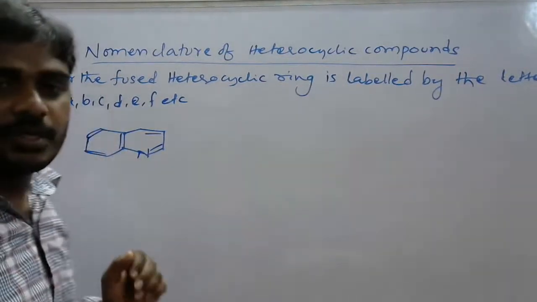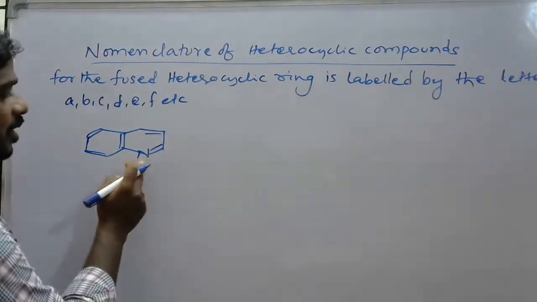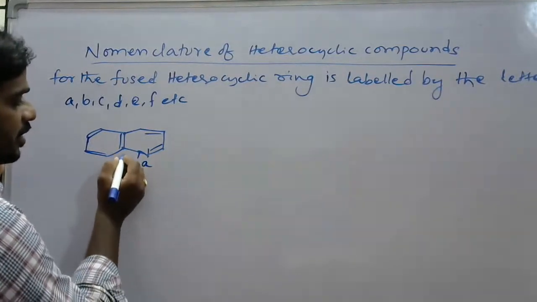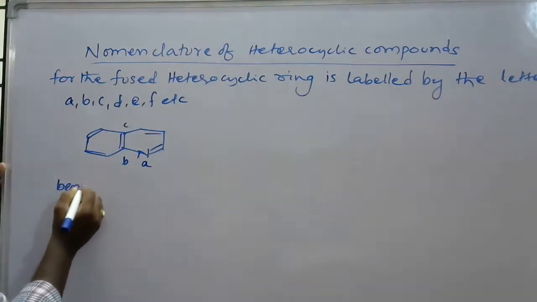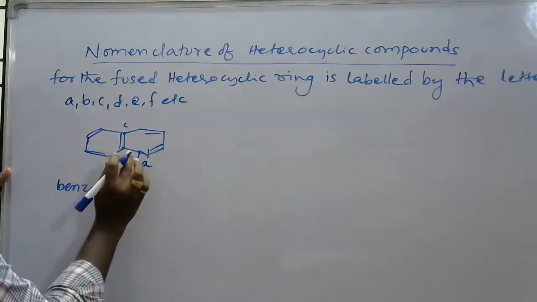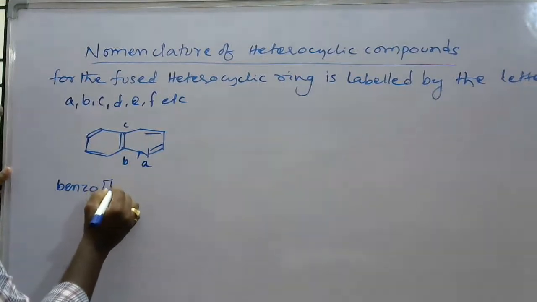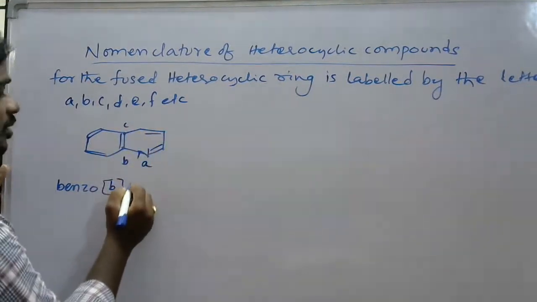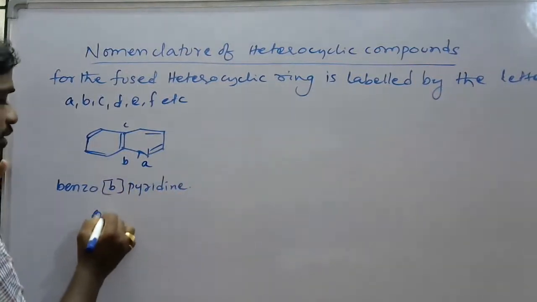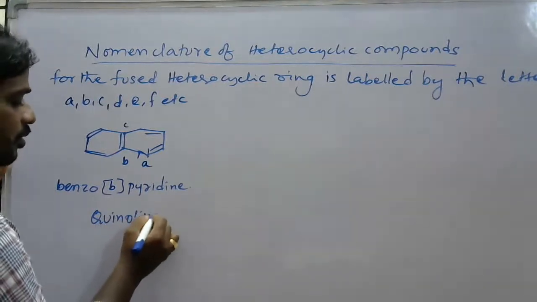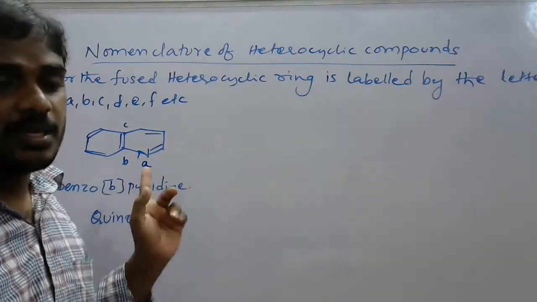Here this is a quinoline ring system. In this quinoline ring system, first of all we give the numbering from the heteroatom. So this side is A, next B, then the junction, C. Therefore this ring is called benzo. The fused junction between these two is the B side, the homocyclic ring is benzo, and the heterocyclic ring is pyridine. So benzo b pyridine. The common name is quinoline, and this nomenclature is benzopyridine.